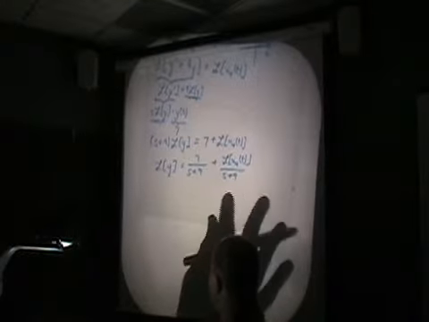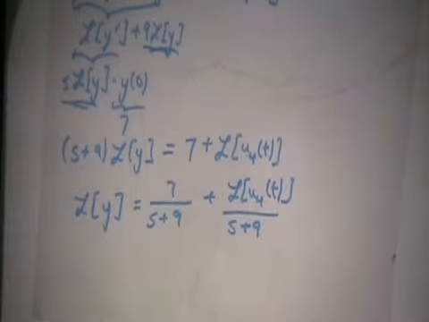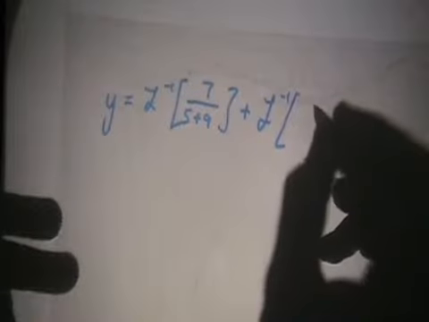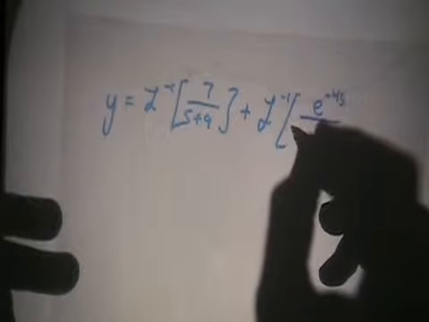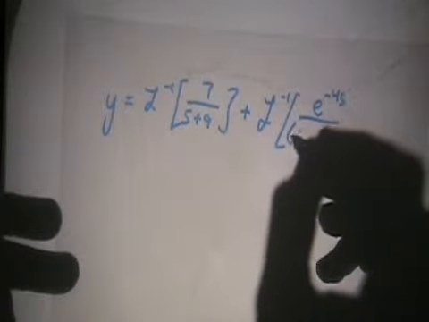Here was the previous slide. Going back here, I can replace this thing with e to the negative 4s over s. Doing so, and then taking the inverse Laplace transform of both sides, allows me to write y as the inverse Laplace transform of 7 over s plus 9, plus the inverse Laplace transform, after I make the substitution, of e to the negative 4s over, what was it? s times s plus 9.